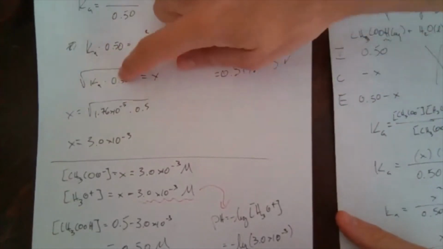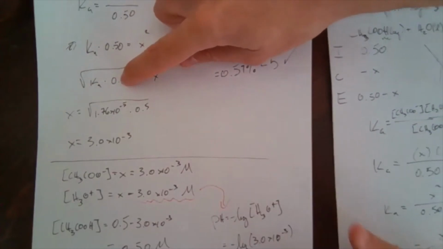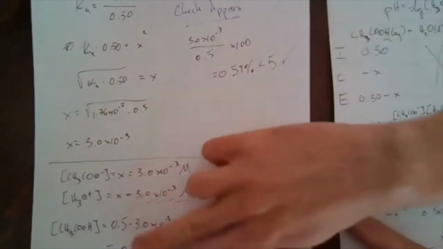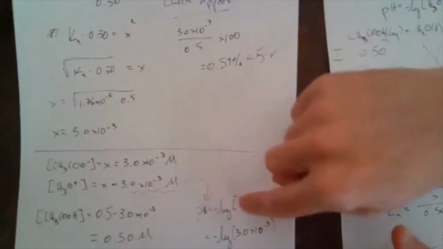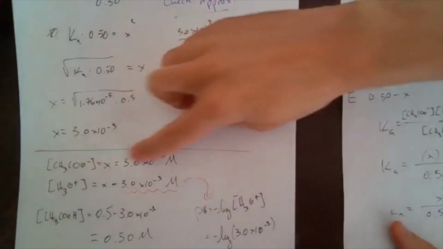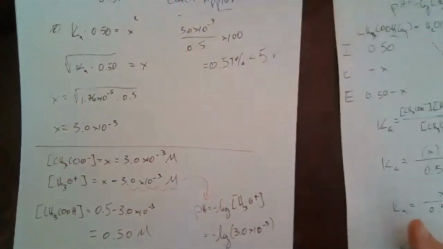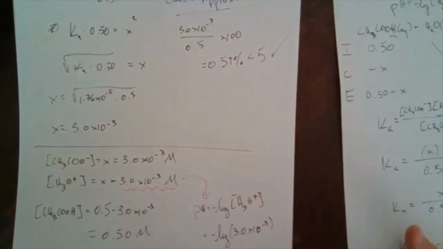You take the square root of the dissociation constant times the initial concentration of acid to get the X, check your approximation, and then you really don't have to do all of this. Really, all you want is the hydronium concentration because that's the only thing that goes into the pH. Now, if you were asked, what is the acetate concentration? What's the acetic acid concentration? You would want to write those out. But if all you want is the pH, you only need the hydronium concentration, plug that into the equation, and you get the pH.